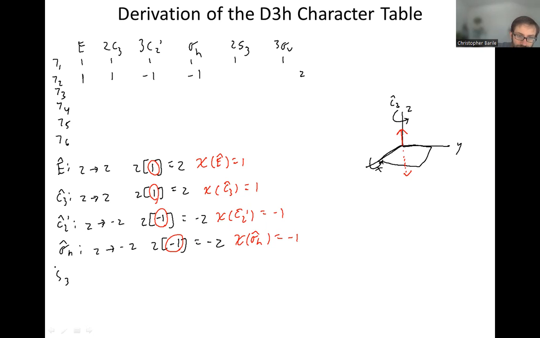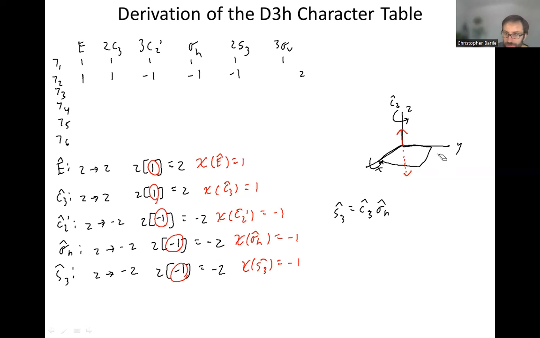Our S3 operation, remember, is our C3 operation followed by a sigma h. We figured out that the C3 operation didn't do anything, it just took z to z, and our sigma h operation took z to negative z. So overall, since the first part didn't do anything, it's just going to be like a sigma h. So z is going to go to negative z, and our trace of the matrix again is going to be -1. So we put that up here.